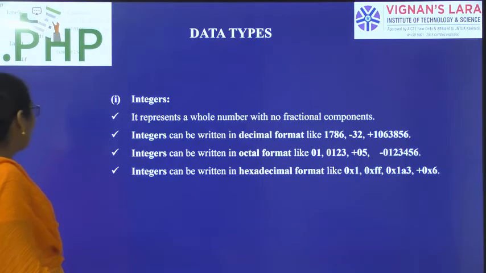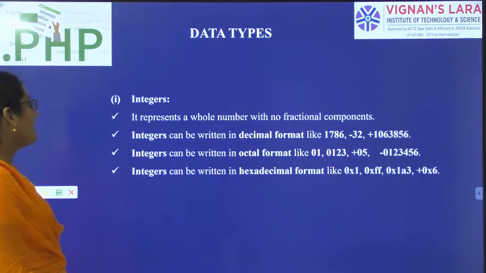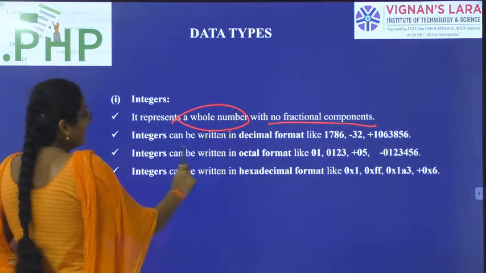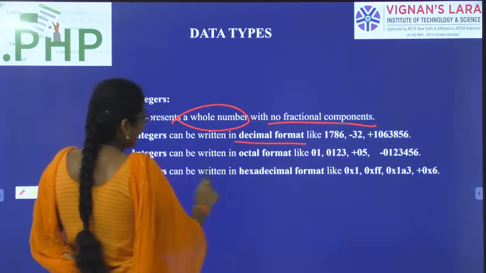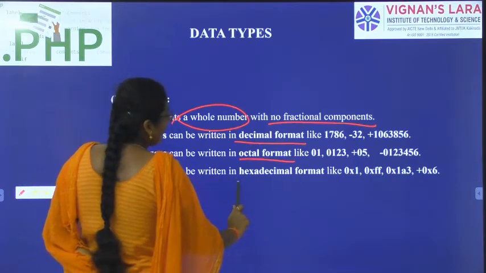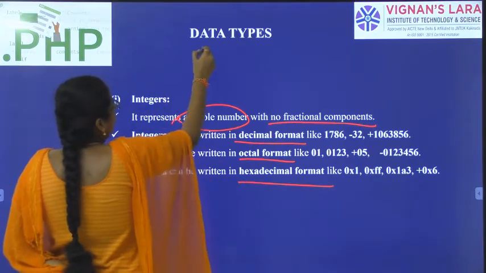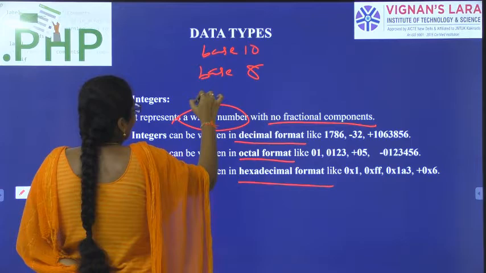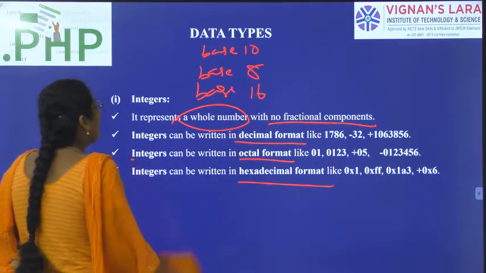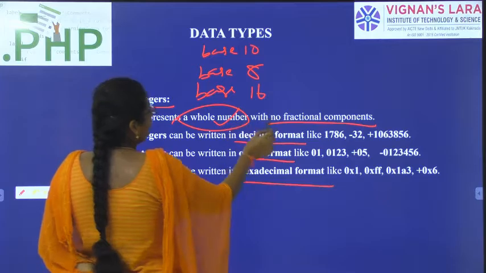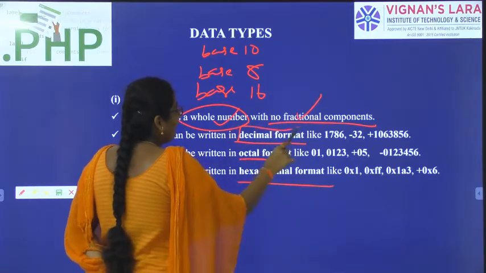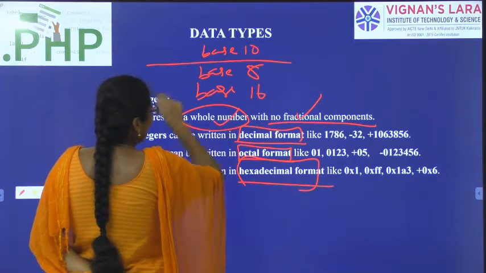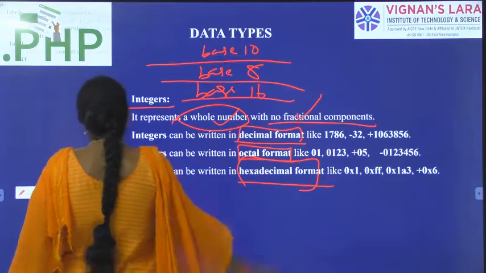So first one, integer. It represents a whole number with no fractional values. Integers can be written in decimal format, octal format, or hexadecimal format. Base 10 decimal, base 8 octal, base 16 hexadecimal. For decimal, base is 10. For octal, base is 8. For hexadecimal, base is 16.